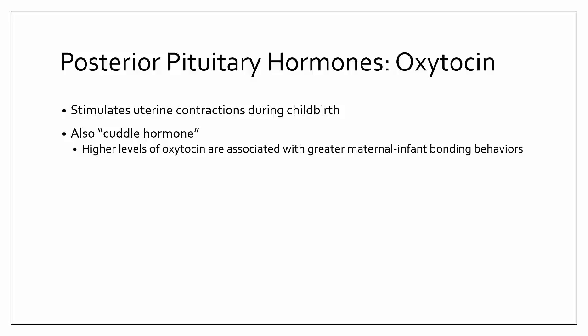I'm not going to talk much about oxytocin, which is the second posterior pituitary hormone. We'll talk about it a little more when we do reproduction, but know that oxytocin stimulates uterine contractions during childbirth and is also kind of colloquially known as the cuddle hormone. So higher levels of oxytocin have been associated with greater maternal-infant bonding behaviors. The other thing to know about oxytocin is that it is often given in a synthetic form called Pitocin and used to induce labor or to speed labor along.